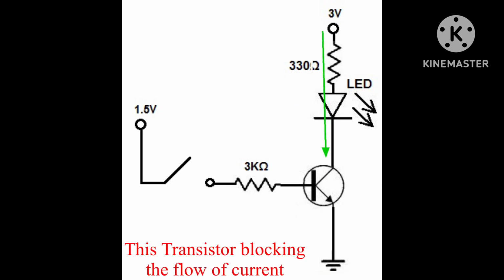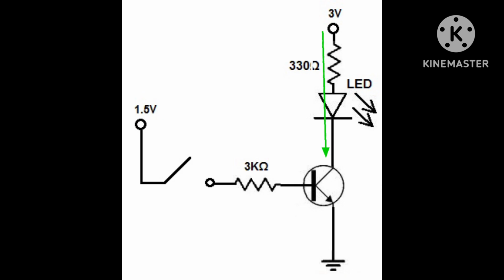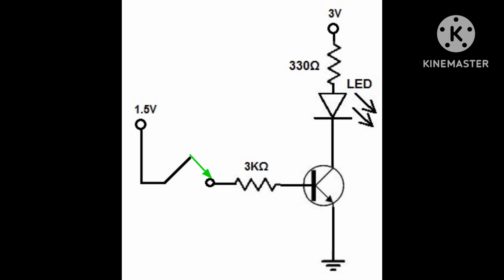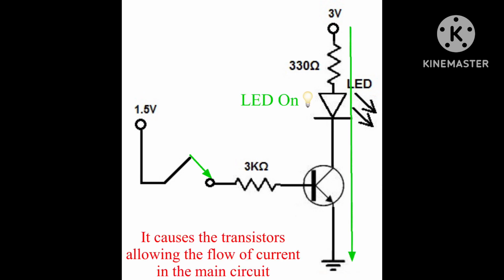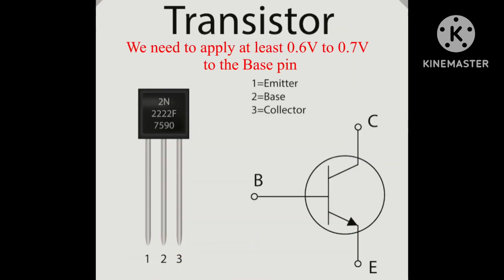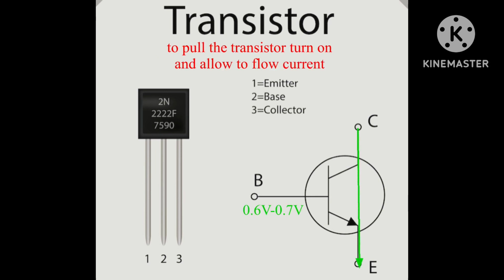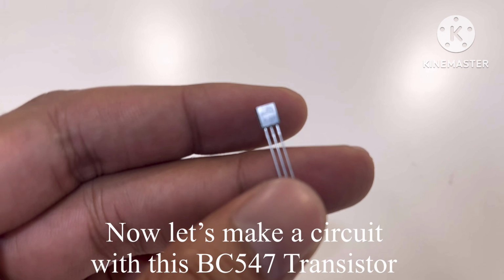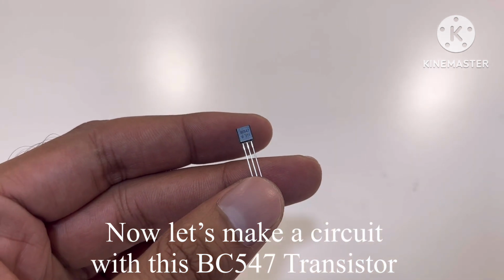This transistor is blocking the flow of current. So the LED is off. But if we provide a small amount of voltage to the base pin, it causes the transistor to allow the flow of current in the main circuit. We need to apply at least 0.6 to 0.7 volt to the base pin to turn the transistor on and allow current to flow. Now let's make a circuit with these BC547 transistors.